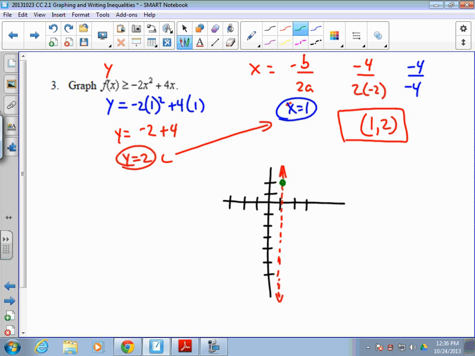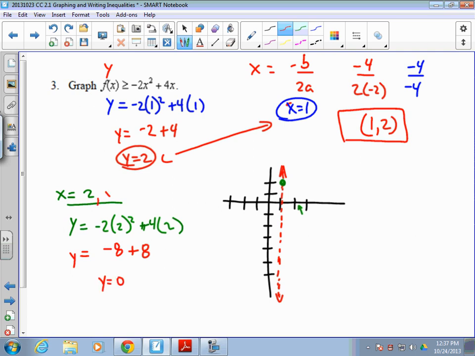So go to the next x value to the right. Its next x value is 2, and plug that in to your original equation. So when x equals 2, y equals negative 2 times that x value, 2 squared, plus 4 times 2. So 2 squared is 4, and 4 times negative 2 is negative 8. 4 times 2 is plus 8. So y equals negative 8 plus 8, or y equals 0. So when x is 2, y is 0. So your ordered pair is 2, 0. So at 2 for x value, and 0 for your y value.